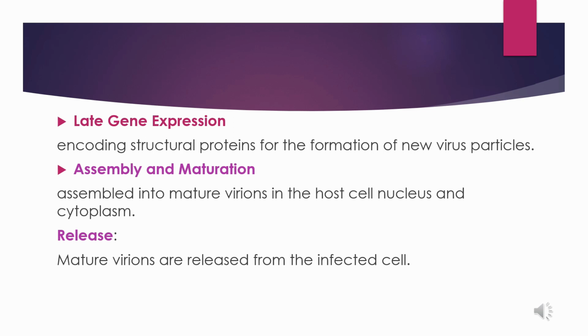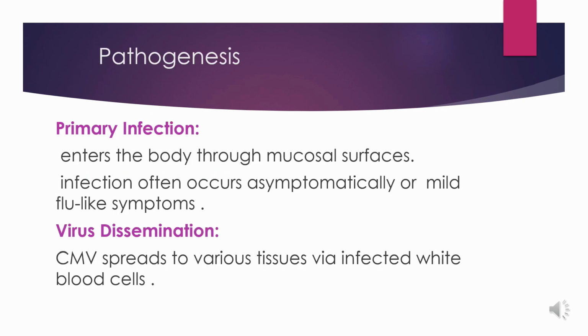Next, release. Virions are released from the infected cell either by cell lysis or through a process called exocytosis. Cell lysis will always damage the host cell, and exocytosis will not. Okay. Pathogenesis of cytomegalovirus. First, primary infection.